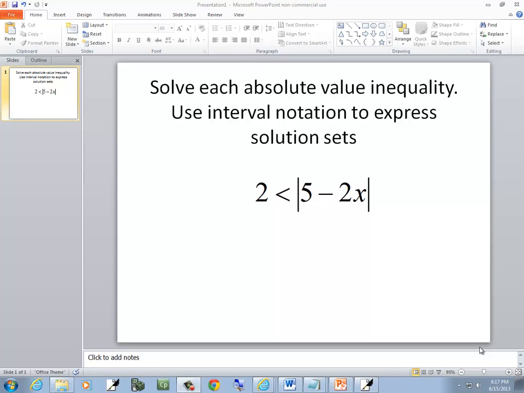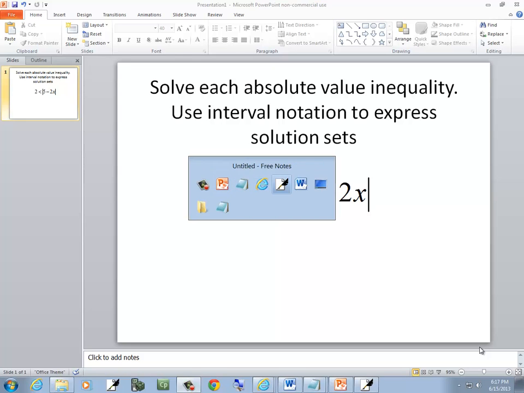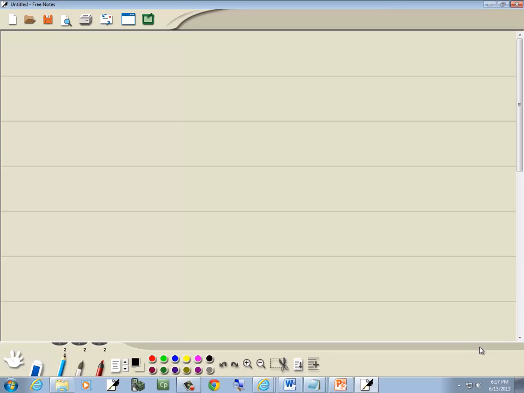Let's solve this absolute value inequality. We got 2 is less than the absolute value of 5 minus 2x. Again, it's in the wrong form. We have to have the absolute value on the left side, so I'm going to go ahead and move it to the left side. And I'll put 2 on the right side.